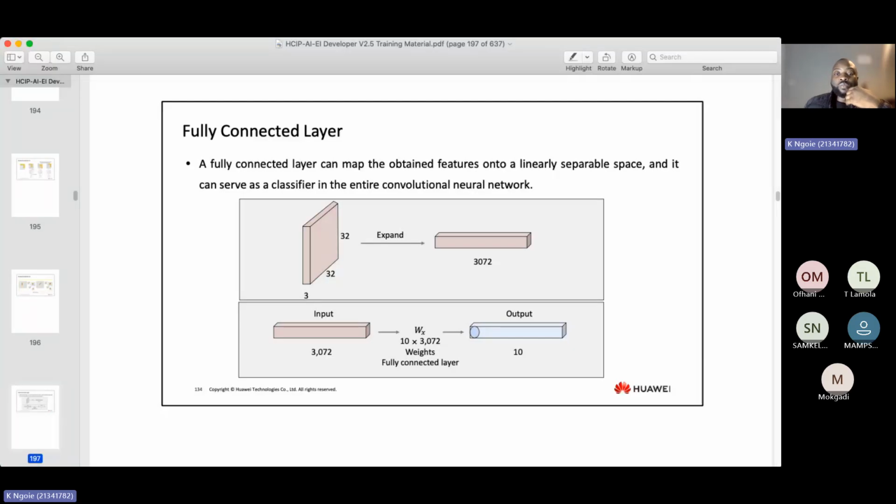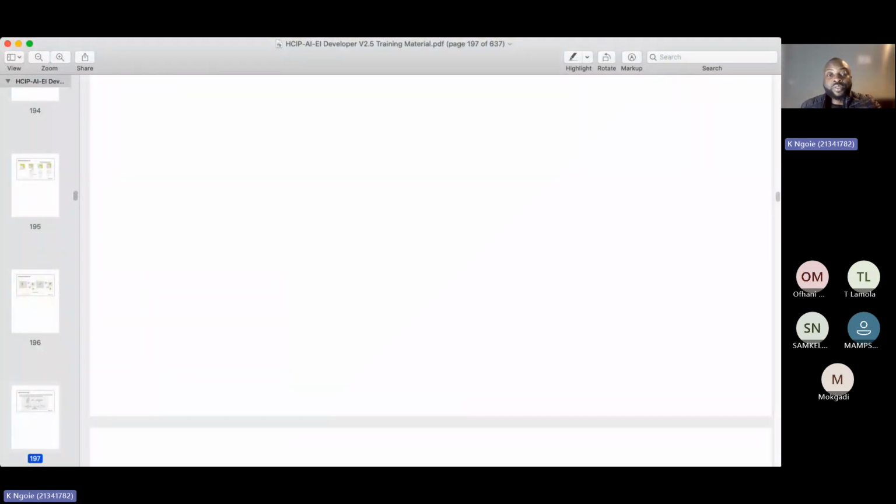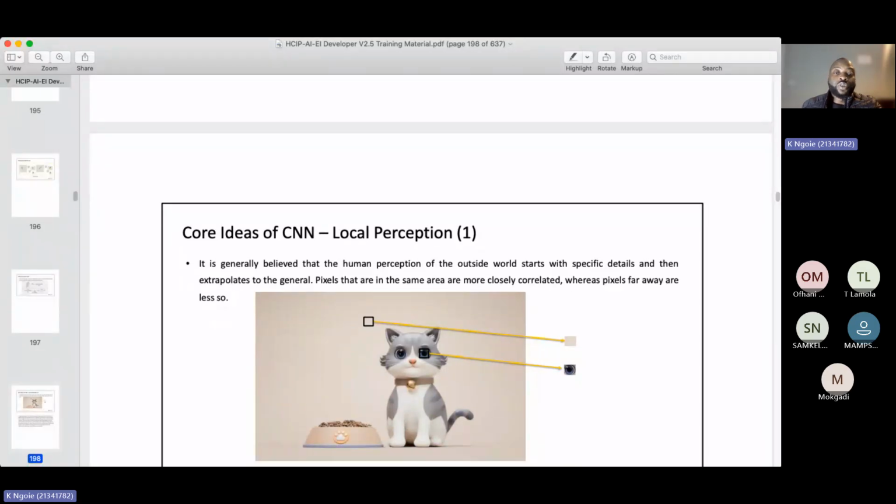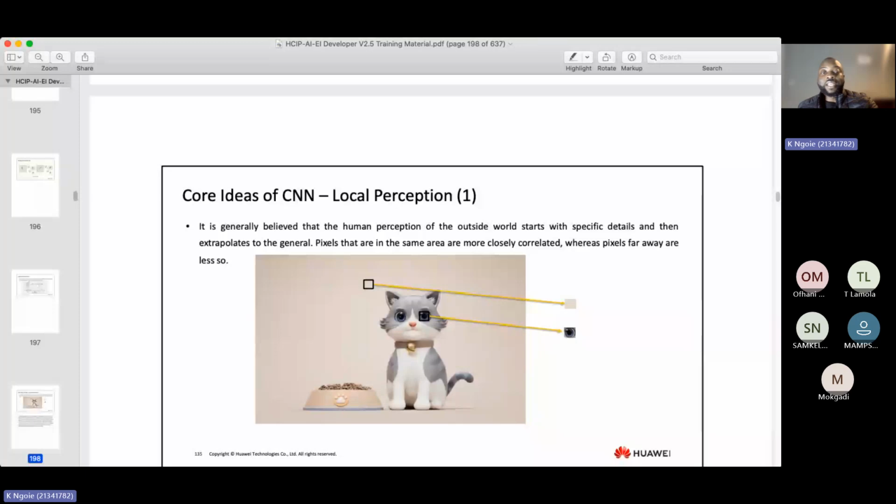So from the input, we had a certain amount of data, and then the output will determine what class we're talking about. If it's a picture of animals, then after the fully connected layer, it's going to tell us this is a cat or this is a dog.